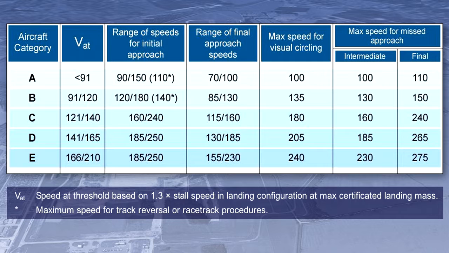The most significant factor is aeroplane speed. 5 categories of aeroplanes have been established based upon speed at threshold. VAT equals 1.3 times the stall speed in landing configuration at maximum certified landing mass. This provides for a standard basis for relating aircraft manoeuvrability to specified instrument approach procedures.